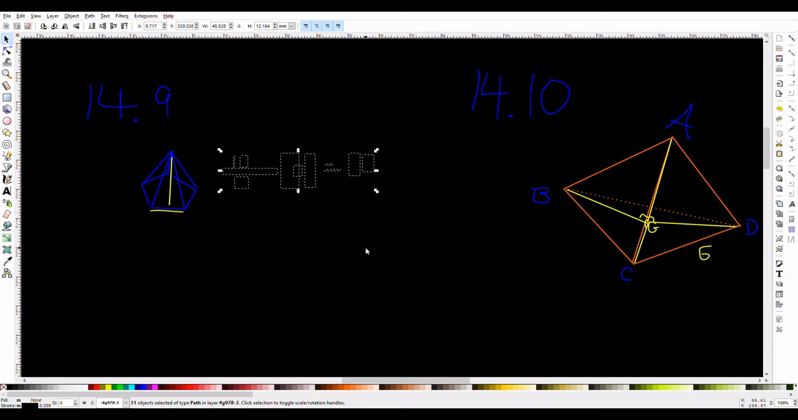Thus, L, which is our altitude for one of our triangles, times S over 2, times the number of faces equals the lateral surface area for any right regular pyramid.